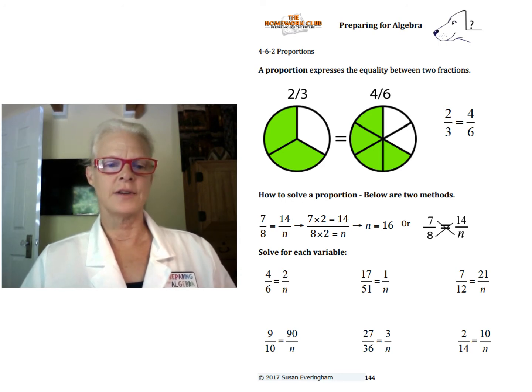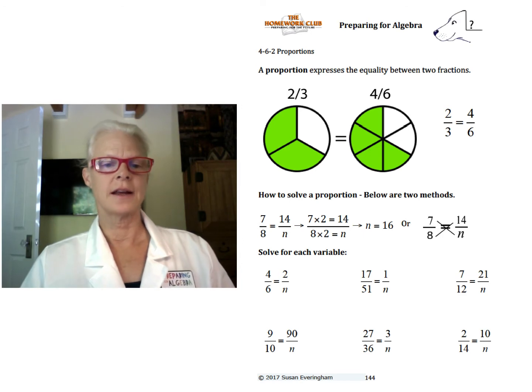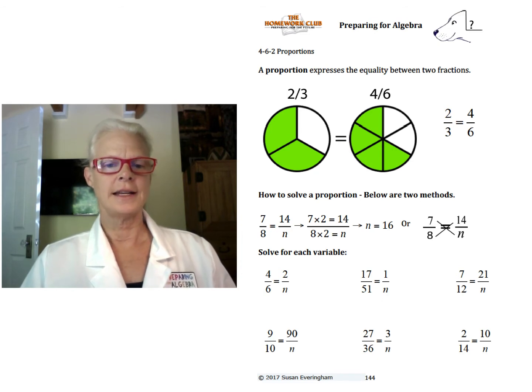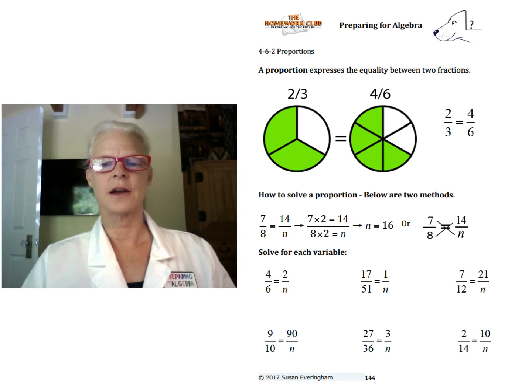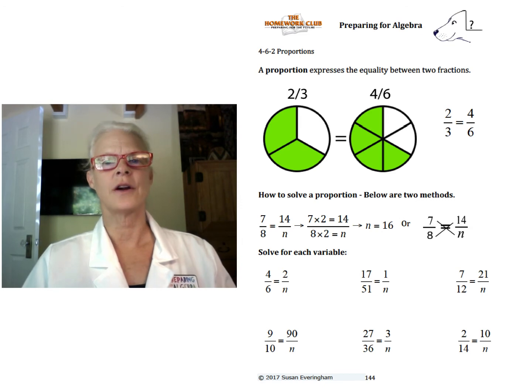So if 7 times what equals 14, then 8 times that number also is the answer to n. So 7 times 2 is 14, 8 times 2 is 16. Or you can do 7 times n equals 8 times 14 and divide by 7 on both sides, giving you an answer of 16. Go ahead and solve for each of the variables.